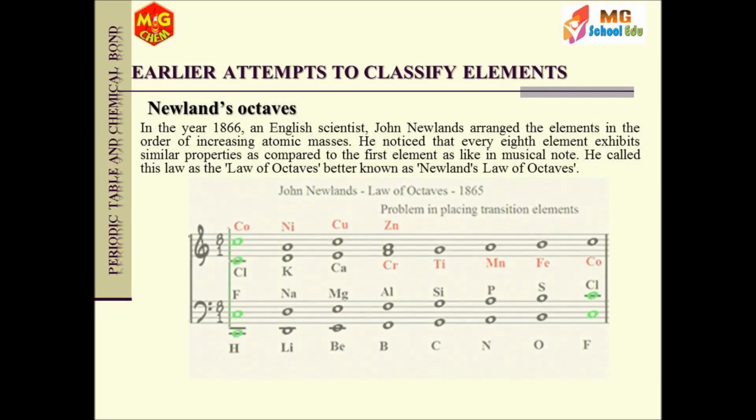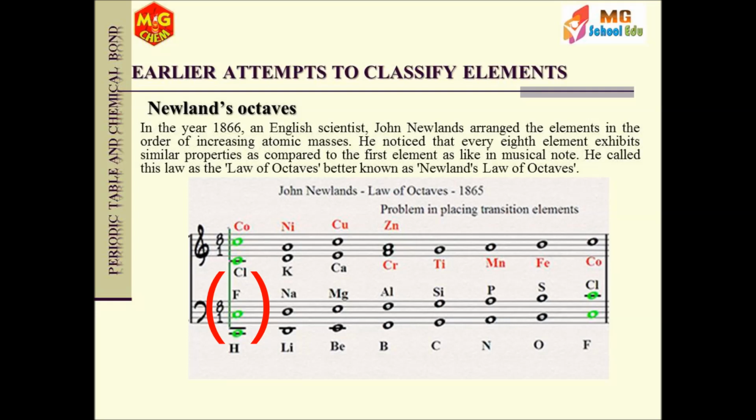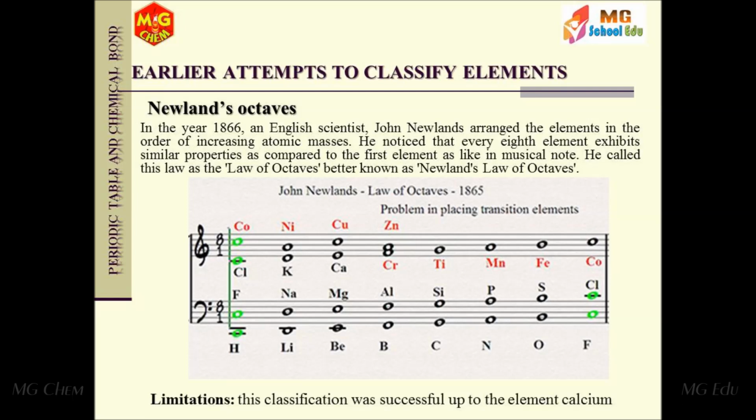He arranged the elements like this: here the 8th element, fluorine, exhibits similar properties to the first element, hydrogen, and the 8th element, chlorine, exhibits similar properties to the first element, fluorine. Chlorine, fluorine and hydrogen have similar properties. Similarly, potassium, sodium and lithium have similar properties, but there was a problem in placing transition elements. Limitations of Newlands' octaves: this classification was successful only up to the element calcium.